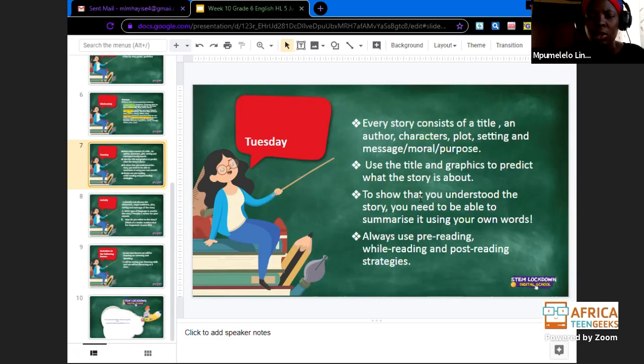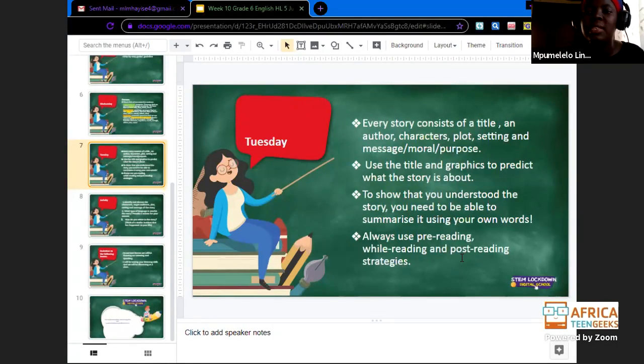Okay. So for while reading, that's when you are actually trying to understand the story. So you highlight the words that you don't understand, you look them up in the dictionary and find their definition. Once you know what they mean, you'll understand the story better. And then you analyze the story paragraph by paragraph to see what each paragraph is about. And then lastly, for your post reading, that's when you summarize.